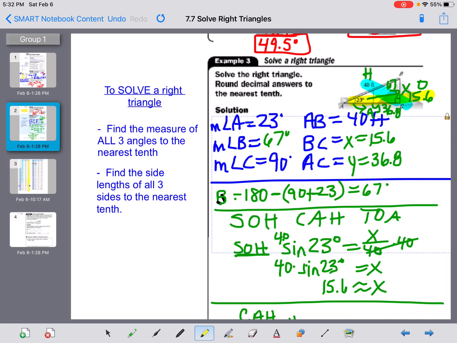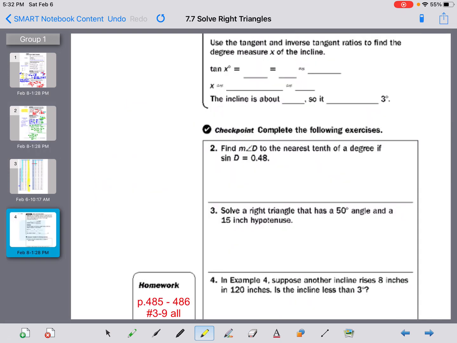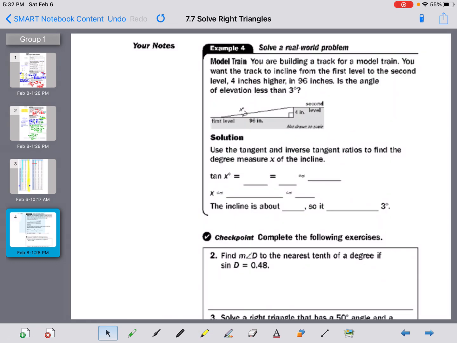Okay, so let's move to the last page, okay? And let's look up here at the top. It says, You're building a track for a model train. You want the track to incline from the first level to the second level, 4 inches higher and 96 inches. Is the angle of elevation less than 3 degrees?